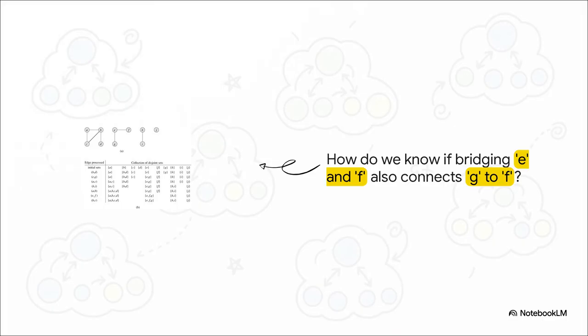All right, let's make this real. Imagine all these dots are islands, and the lines are bridges connecting them. We need a system that can instantly answer questions like, are island A and D connected somehow? Or maybe, if we build a new bridge from E to F, does that suddenly mean G is connected to F too? This, right here, is exactly the kind of problem disjoint sets were born to solve.